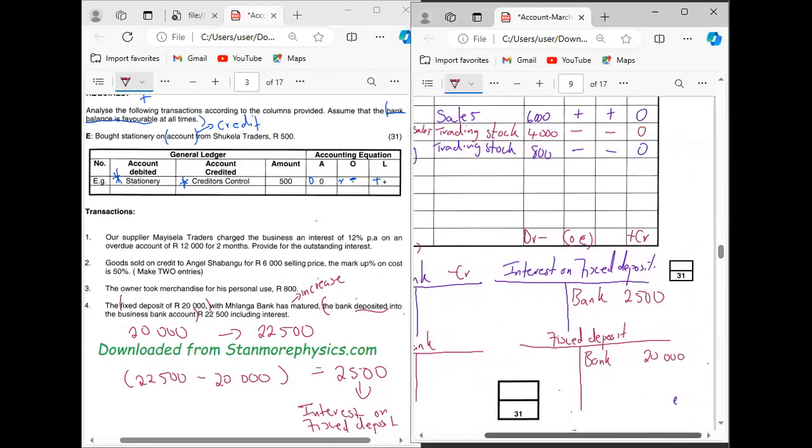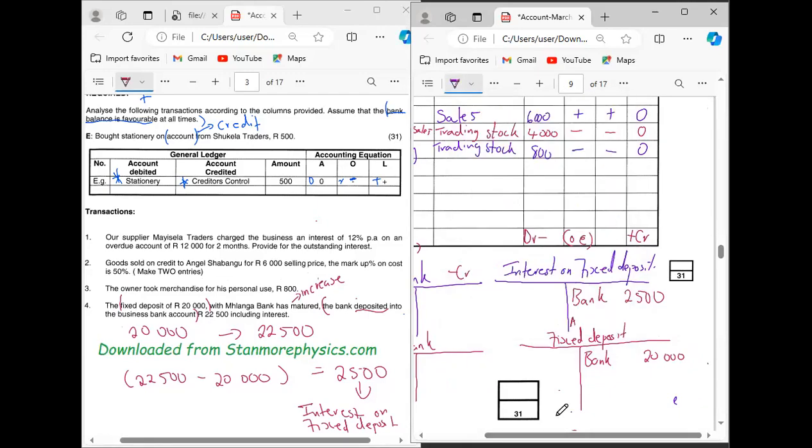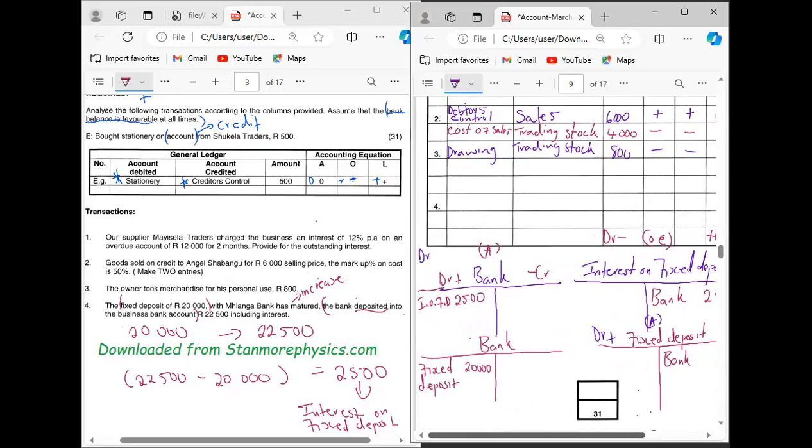And also we need to classify our fixed deposit. Our fixed deposit is also classified as an asset. Let me change my color here so that we can all see and be clear. So fixed deposit is classified as an asset, and all assets will increase under the debit side and decrease under the credit side. And then guys, so now we can be able to record our information.